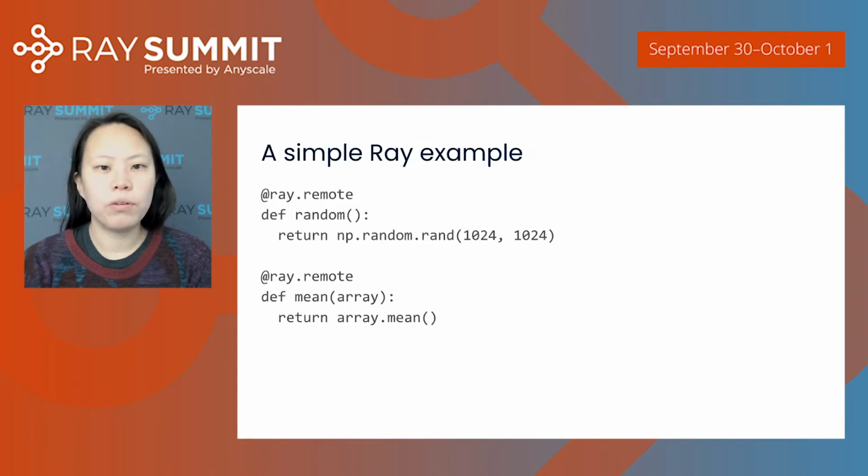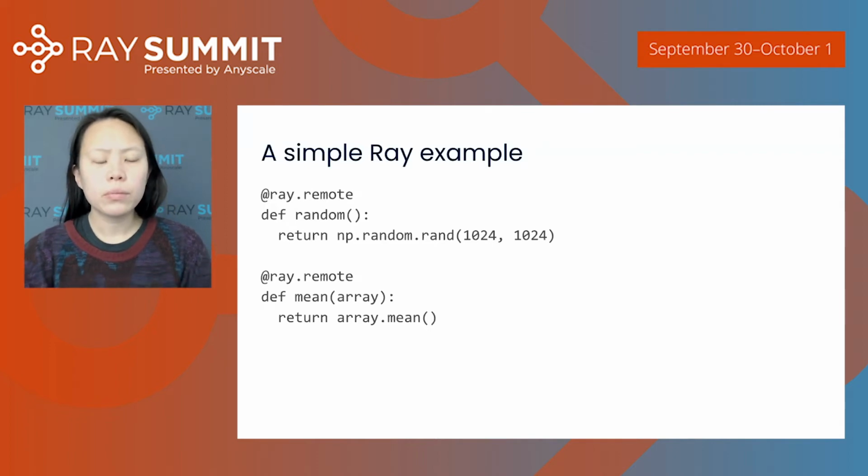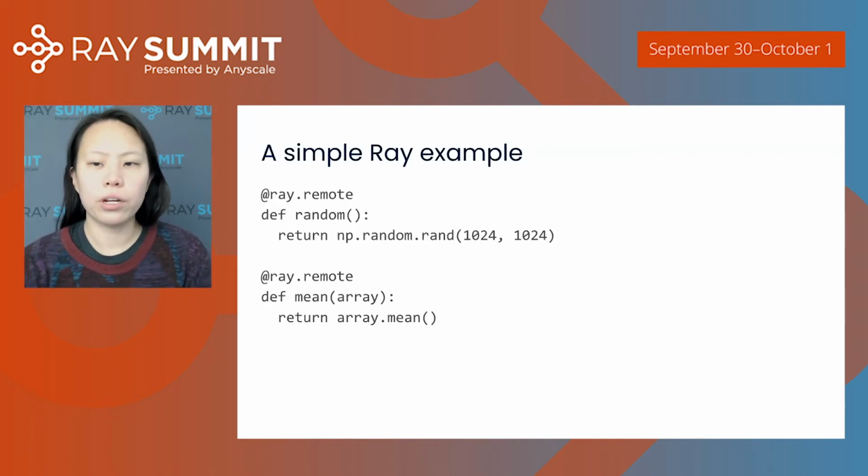Here we have two remote functions, one that returns an array of random numbers, and another that takes an array as the argument and computes the mean. We'll invoke two tasks and show the resulting task graph on the right.